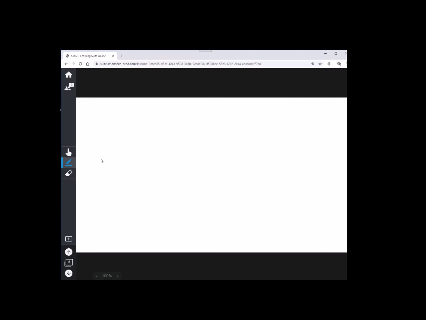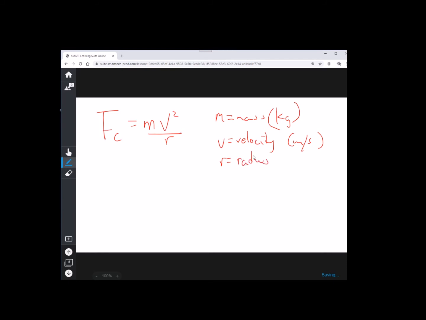So if we do a quick little example. Actually, I should give you the equation first. The centripetal force equation is F equals mass times velocity squared over radius. M is the mass, and it is measured in kilograms, like always. V is the velocity, and it is measured in meters per second, as always. And r is radius, and it is measured in meters, right?